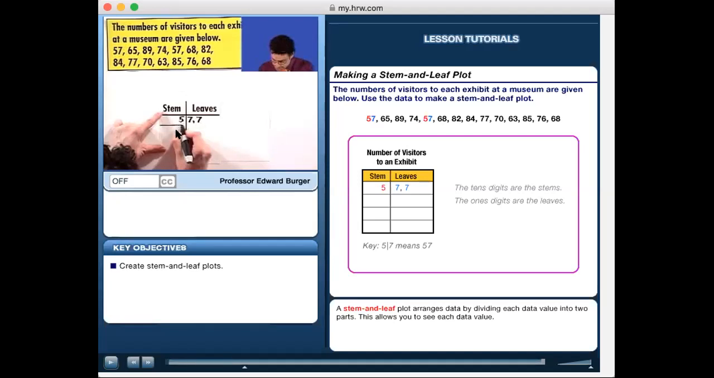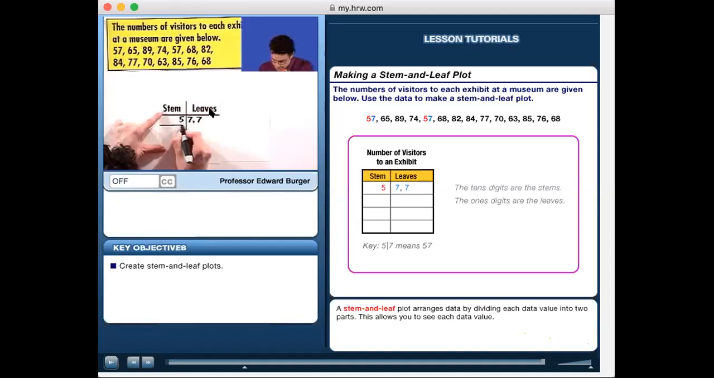We will put 6 here under the stem, okay, and under the leaves we're going to put 4, 5, 6, right? Your numbers are 64, 65, 66, right? Yes. So I'm going to put 6 under the stem and 4 and 5 and 6 under the leaves.